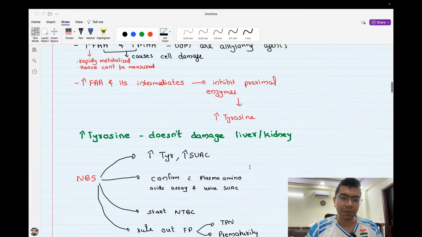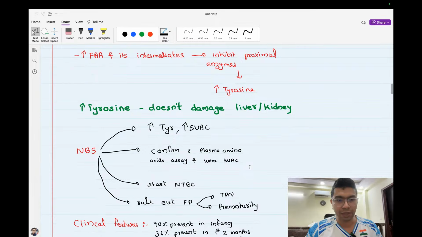In the metabolic picture, you see high levels of tyrosine in all cases of tyrosinemia. However, per se, tyrosine is not a damaging metabolite. It's the intermediates which get accumulated that cause the organ damage.